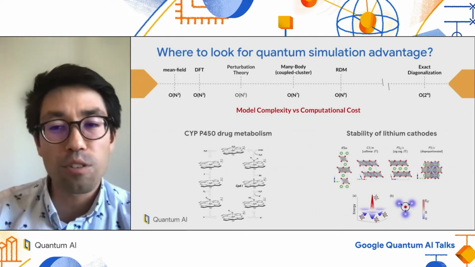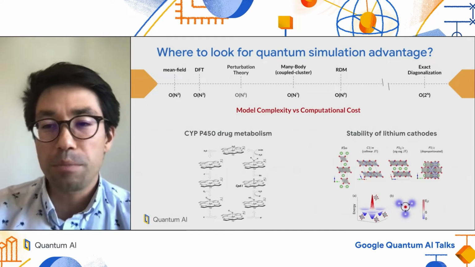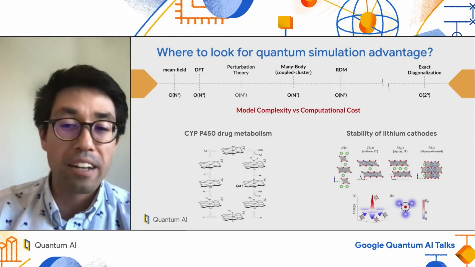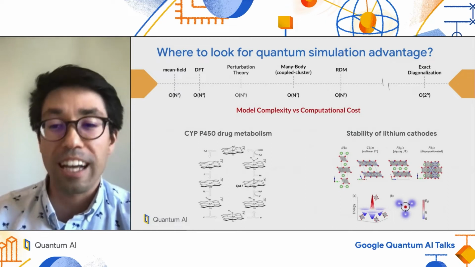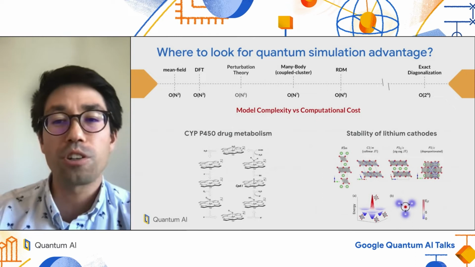This is an example from our research collaborators at Boehringer. And what I'll demonstrate is the process of figuring out how high a model complexity is demanded by the system. And then we'll assess the classical cost of simulating at that particular model. Another example is shown on the right.